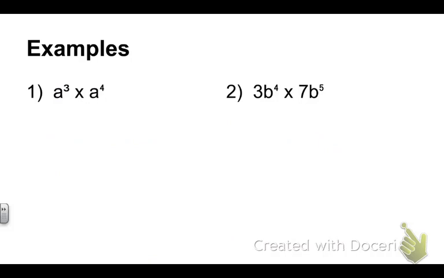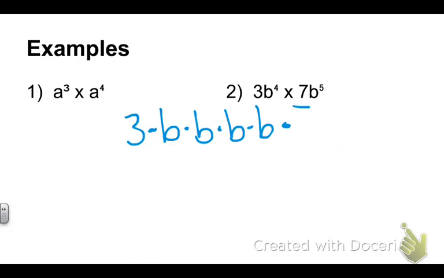Now, the second example has the coefficients. So if you look at it, it's 3 times 1, 2, 3, 4, 4 b's. That exponent 4 is only on the b. That exponent 4 is not on your 3. And then we're multiplying that by 7 times, and then we've got 1, 2, 3, 4, 5 b's.